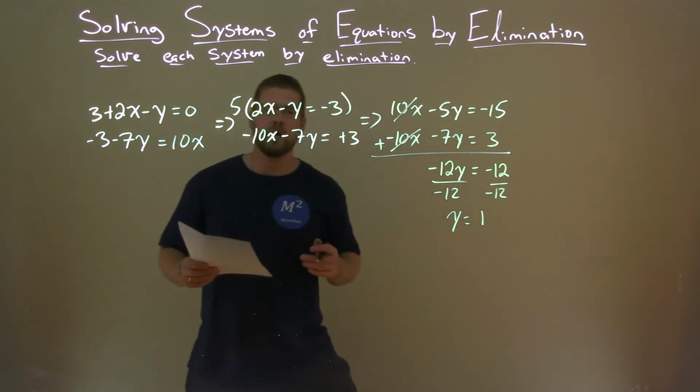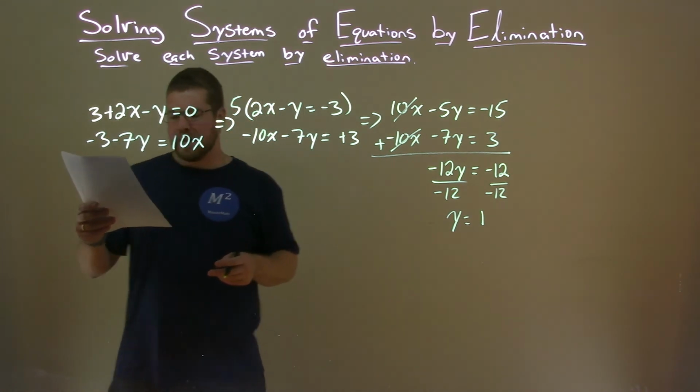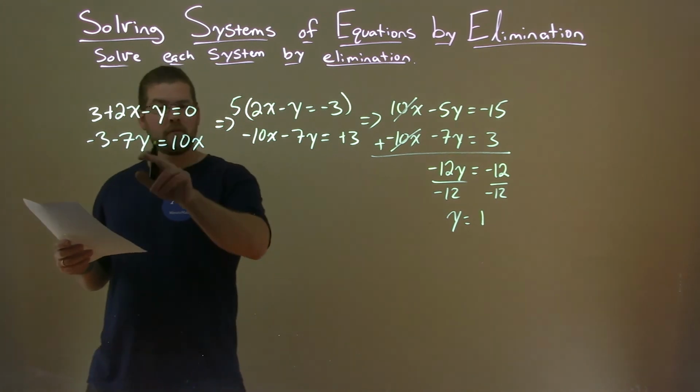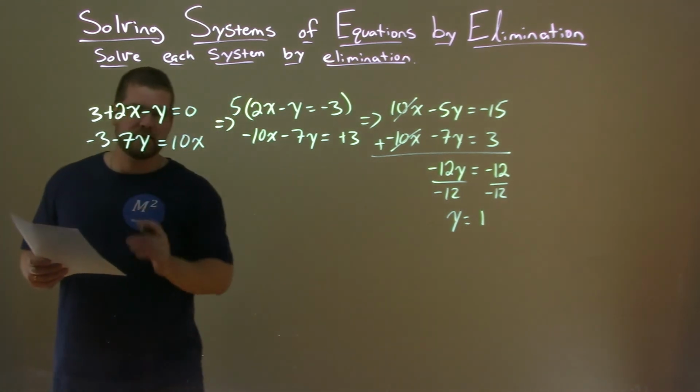So where do we go from here? We got our y value. We got to find its partner, the x. So we take one of the equations, and we plug in 1 for y and solve for x. Find an equation that's easier from the original ones. I think it's the second one.